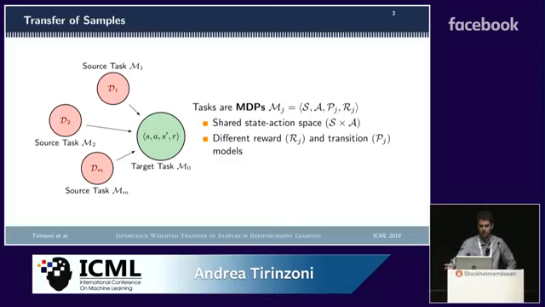Now, we consider batch reinforcement learning settings in which we are given a data set of samples from each source task, where a sample in reinforcement learning is defined as a tuple of state, action, the next state, and the reward. And our goal is to find out how to best transfer these samples so that we speed up the learning process in the target task.